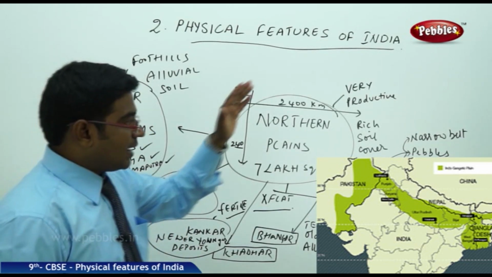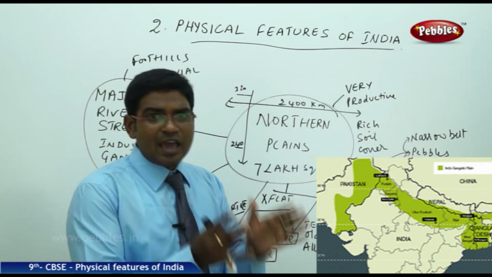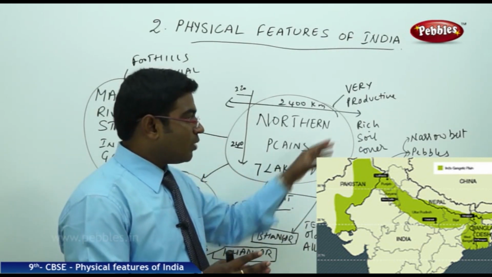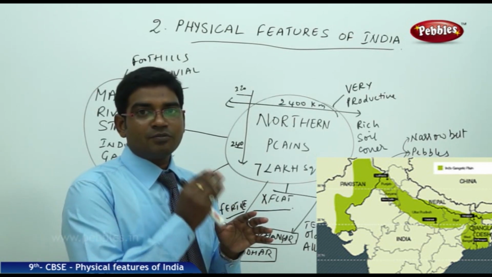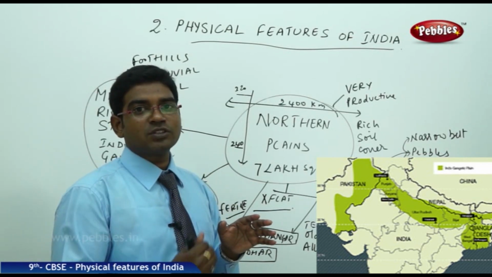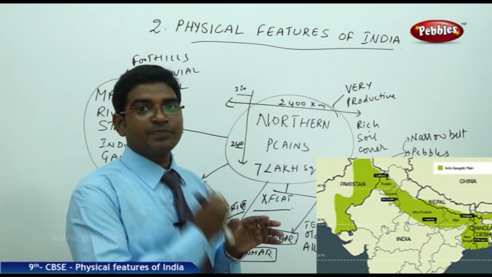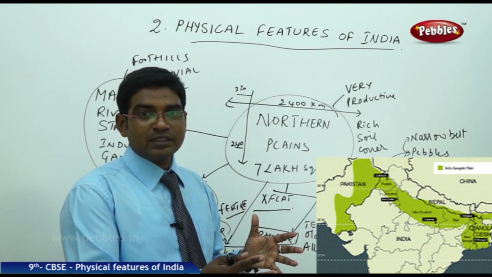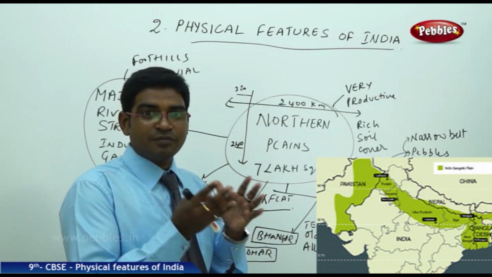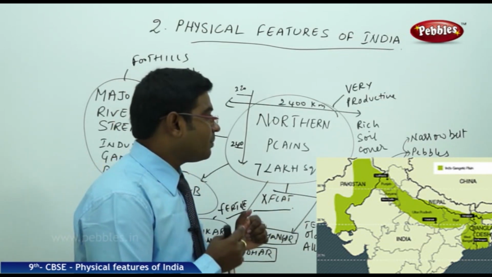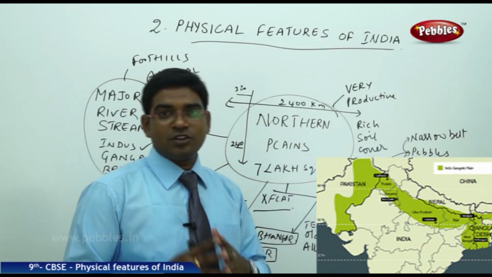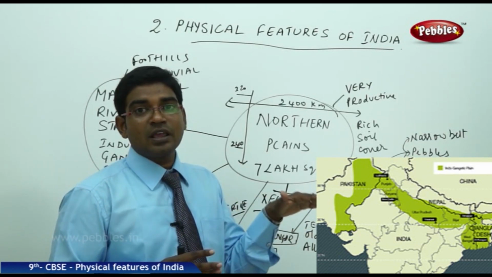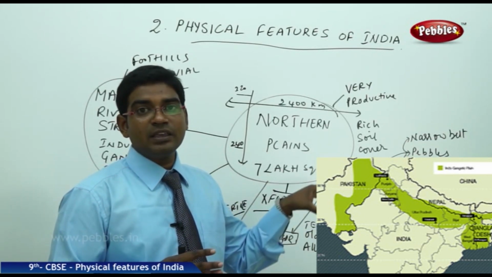First, at the very narrow level, of 8 to 16 kilometers of width, the material has been brought by the rivers which came from the Himalayan region. At the foothills of the Shivaliks, we find rough, pebbled stones which got deposited there in a very narrow belt of 8 to 16 kilometers. This narrow belt is known as the Babar region. This is the first major landform which we find in the northern plains.